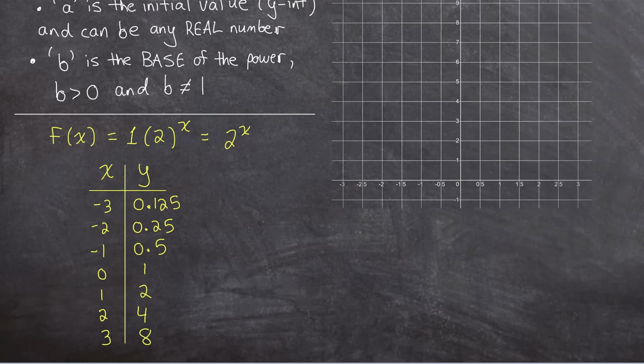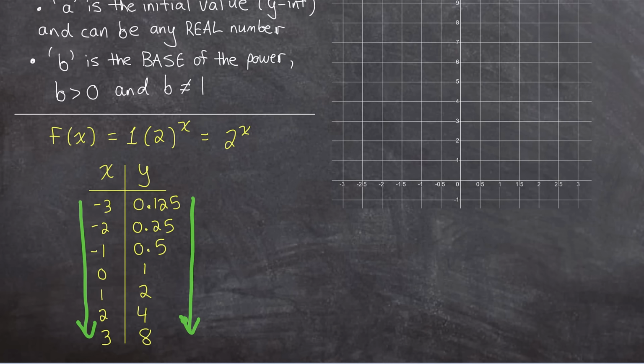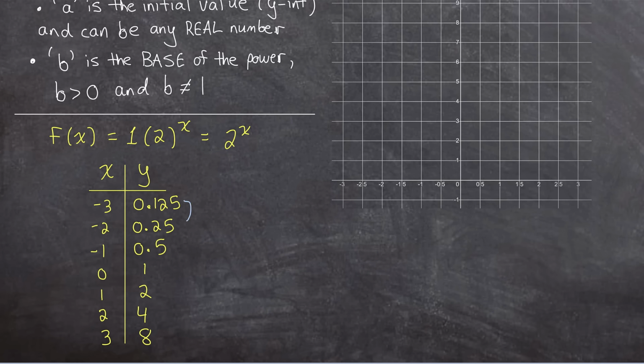When looking at this table, notice that as the x values increase by 1, there's not a common difference that the y values increase by, but there is a common ratio. To get from one y value to the next, you would just have to multiply by 2. And hopefully you can see the connection of why the common ratio of 2 is occurring. It's because the base of our power in our function is 2. This initial value is just being repeatedly multiplied by 2 an x amount of times.